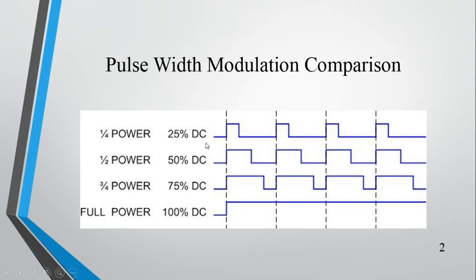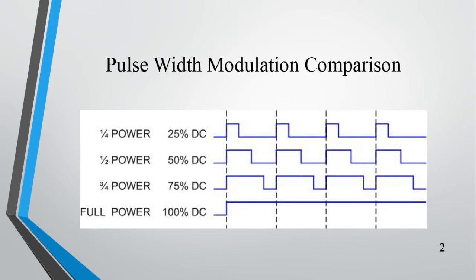Whatever PWM you are taking, for a PWM, two parameters are there. One is known as the time period. So let us take from here to here, it is known as the time period of a PWM. In this example, all the four PWMs are having the same time period. And the second parameter is known as duty cycle.